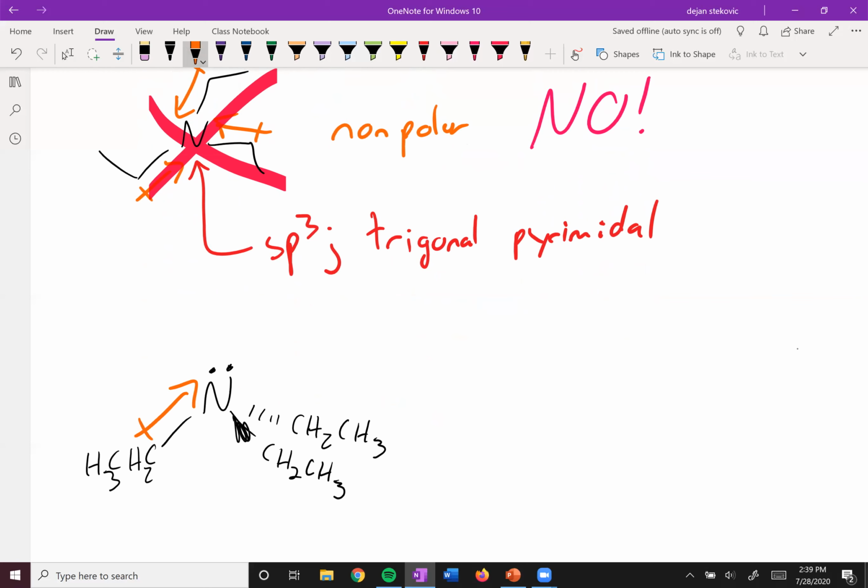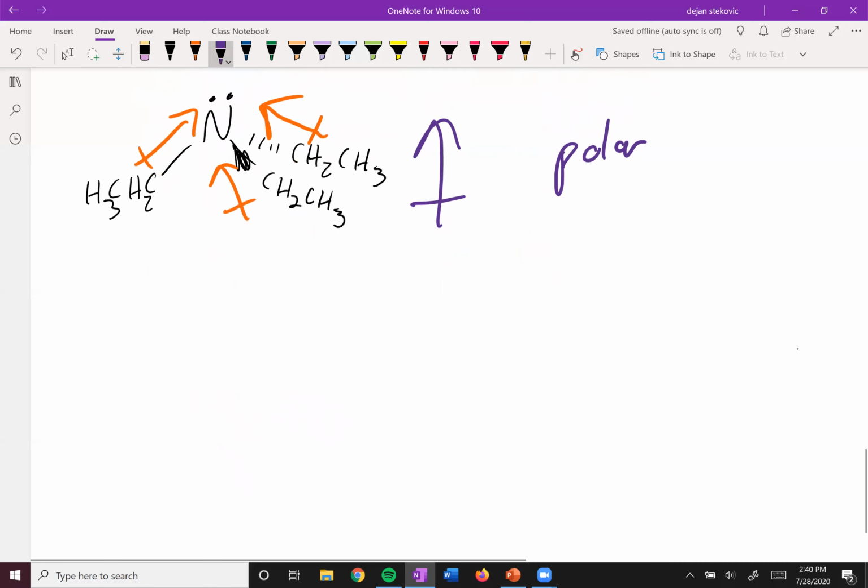And so now we can see that these dipoles are actually all facing the same direction. They're all facing approximately upward. And so there is a net dipole here, and this molecule is indeed polar.